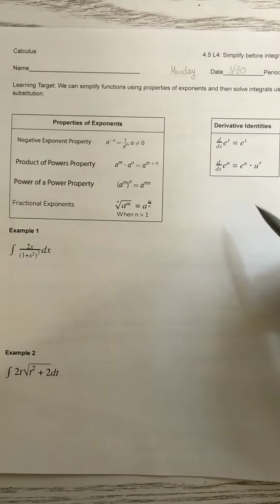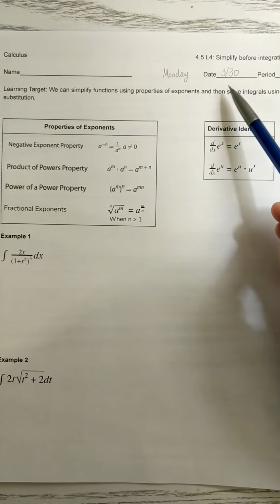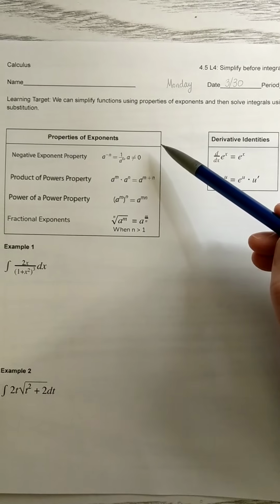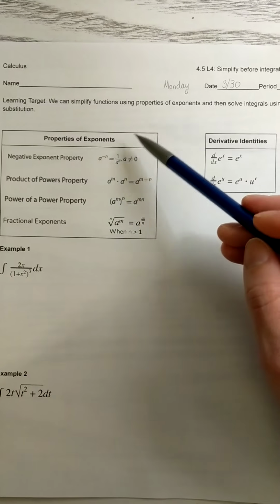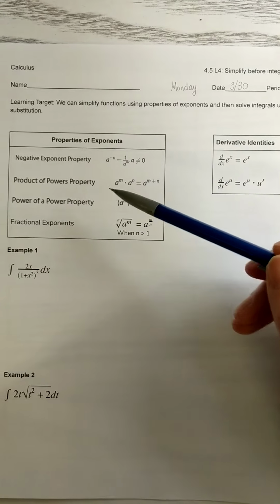All right, this is our mini lesson for AP Calc, for Monday, March 30th. Today we're going to continue our work with substitution. This time we're going to start simplifying a function before we start integrating it with substitution.